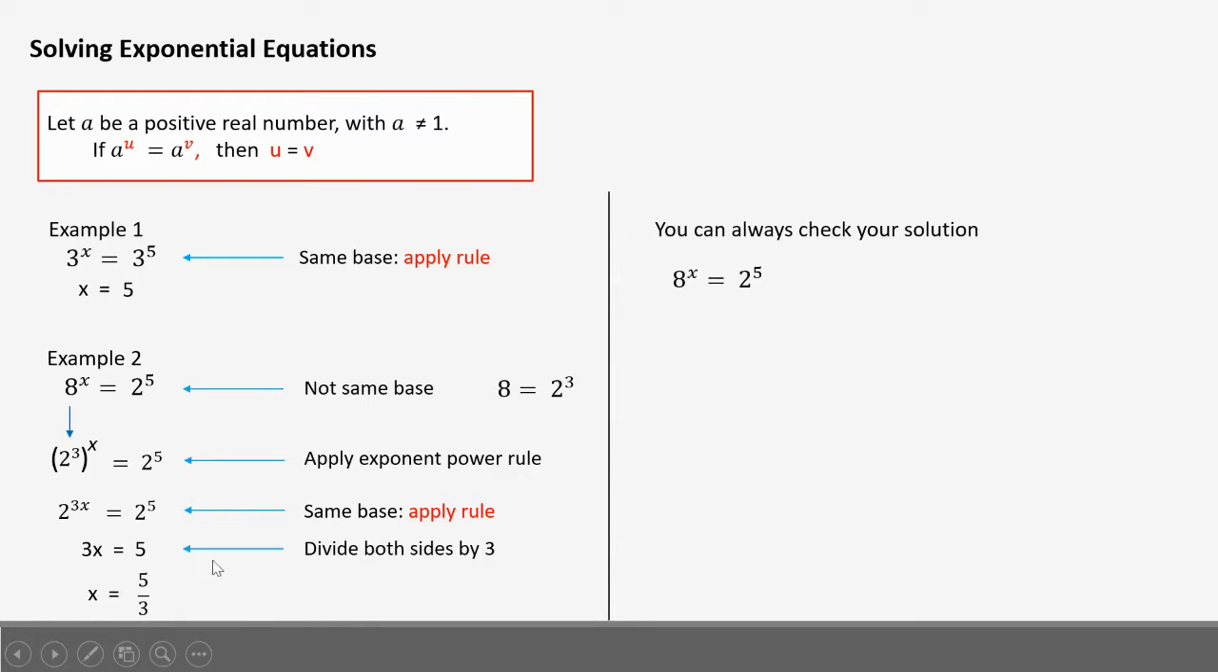So here we go. We have 8^x, right? That was the original here, guys. This one here: 8^x equals 2^5. So we got that x was 5 over 3, correct? So now we're going to plug in 5 over 3 for the x.